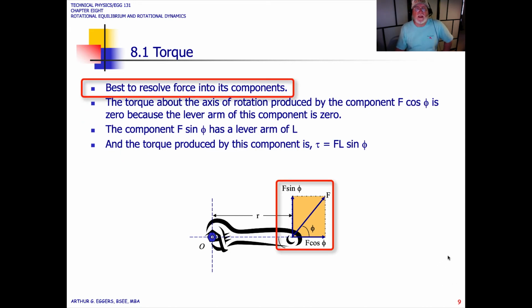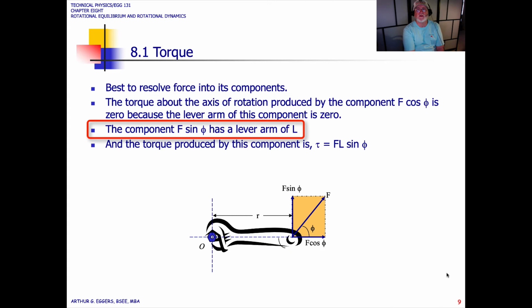So the idea here is to go back to our vector mechanics and resolve the force into its components. One component is going to give us no work. The other component is going to give us all of the work. The torque about the axis of rotation produced by the component F cosine phi is 0. There's no torque, there's no work, because the lever arm of this component is 0. If you took the cosine of phi, it would come out to 0. But the component F sine phi has all of the torque, and it has a lever arm of L.